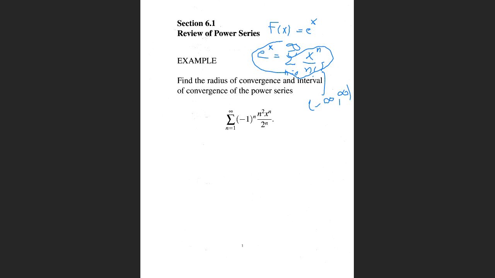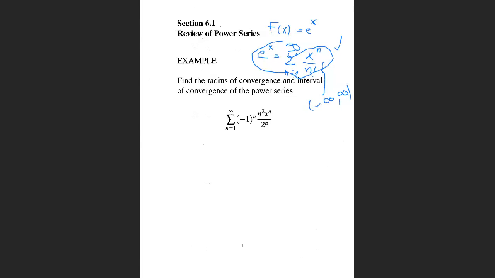So in other words, e to the x, that exponential function, is equal to the sum, where n equals 0 to infinity, of x to the nth power over n factorial. And that's true for all values of x. It has an infinite interval of convergence, from negative infinity to infinity. That means the radius of convergence is infinity.